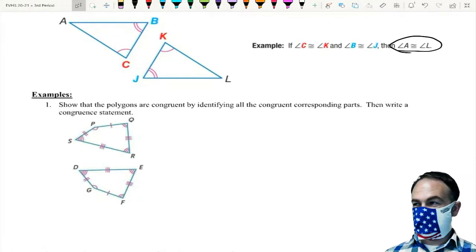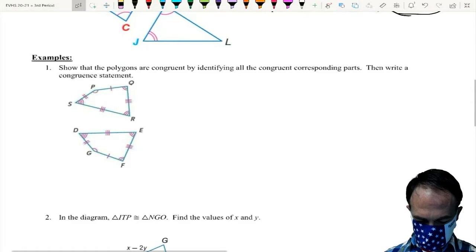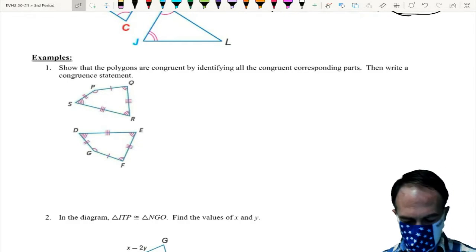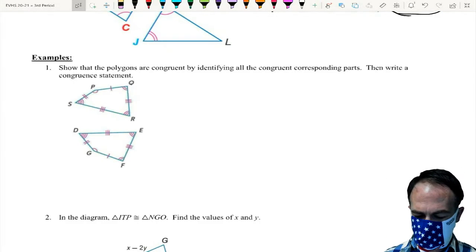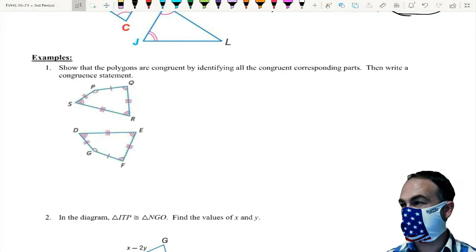Okay, 5 examples, and then we're done. Okay, show the polygons are congruent by identifying all the congruent corresponding parts.